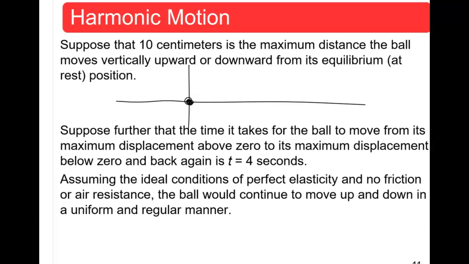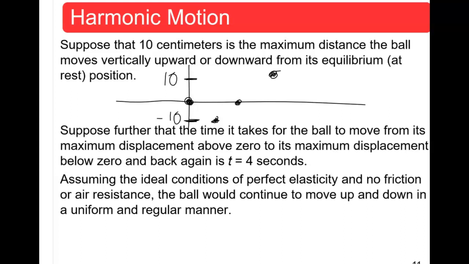Then the spring traveled down, or below the equilibrium point, 10 centimeters. So we're going to consider that 10. Then after that, it went back up. It passed through the equilibrium point, and then it went all the way back to the top, and the distance was 10 centimeters.